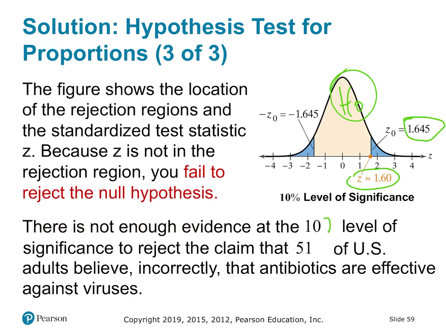So there's not enough evidence at the 10% level, the loosest level of significance, to reject the claim that 51% of the adults believe incorrectly that antibiotics are effective. So we're not going to reject it. We are saying that, yeah, it sure looks like close to 51% to me.